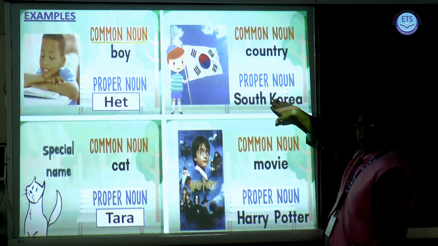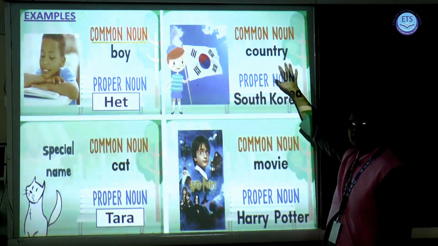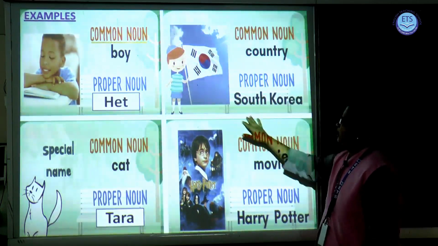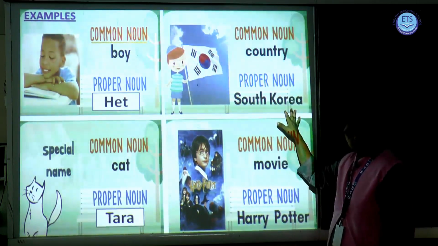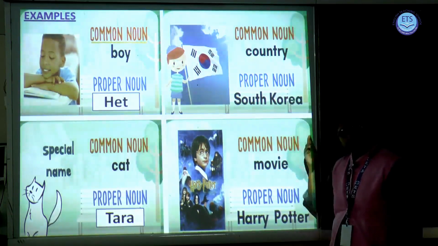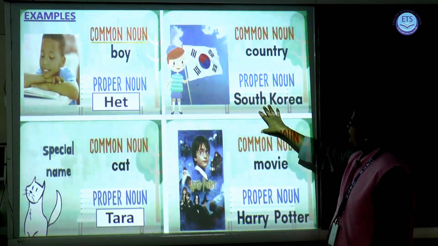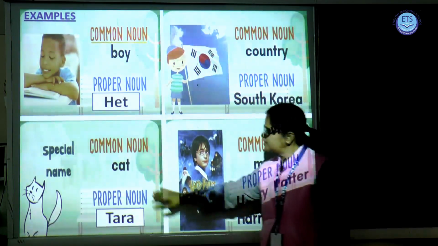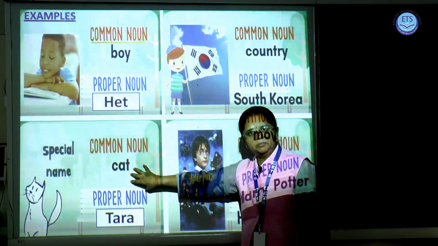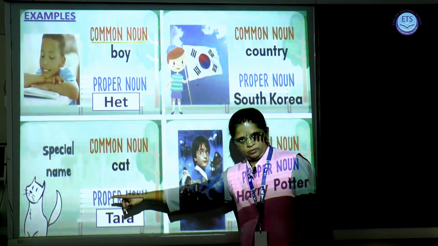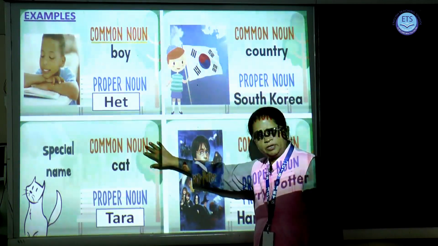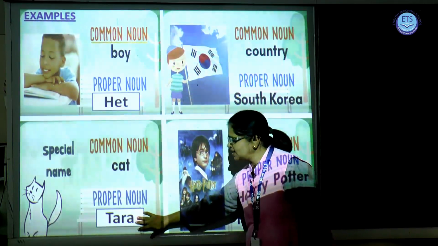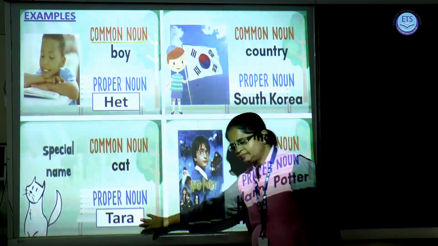Here you find country. Country is a common noun, but when the country is given a special name, like here South Korea, or else you can say India, South Korea or India becomes a proper noun. Here again, if I talk about an animal, a cat has been shown. So, the cat becomes a common noun. But when the cat is named like Tara, Tara becomes a proper noun.